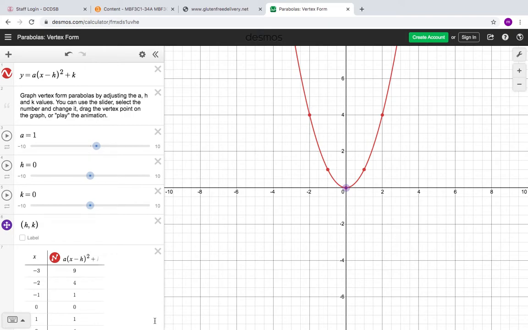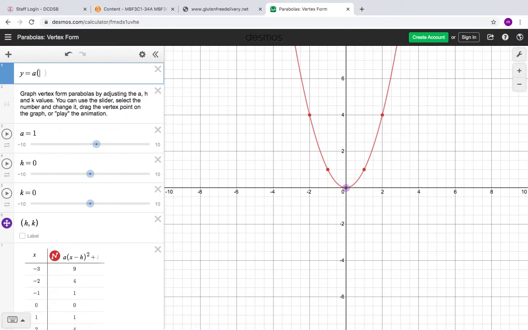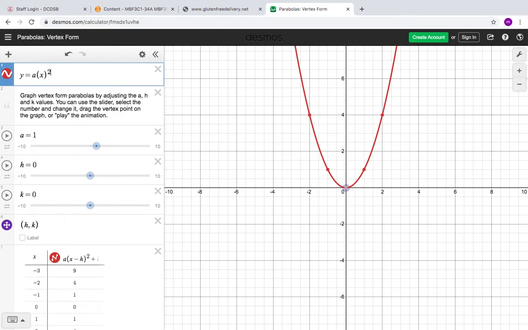What happens with the original y equals x squared if we change some of the parameters? If you remember from the previous lesson, we started with y equals x squared. Looking at this, you see that it's exactly the same thing as what we've seen before, which is the parabola with its vertex at the origin, symmetrical around the y-axis.